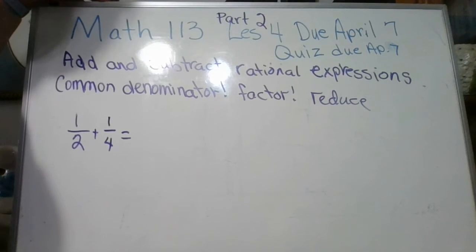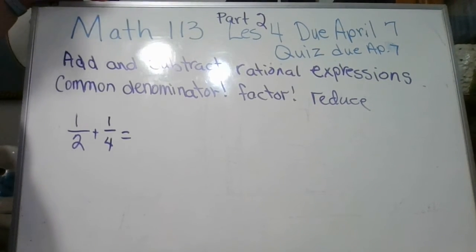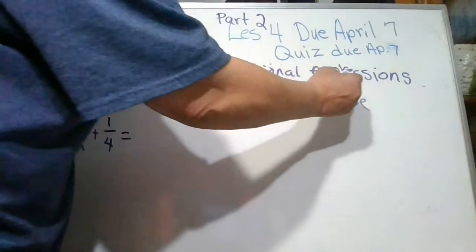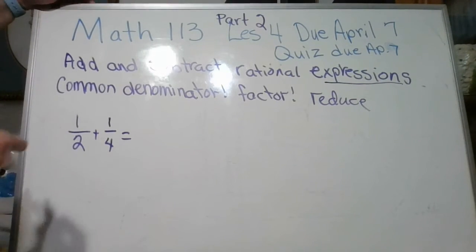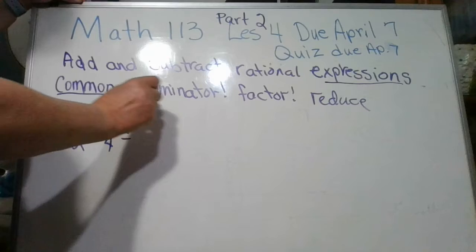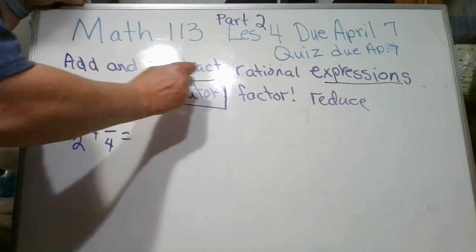On this one we're going to be adding and subtracting rational expressions. Remember the difference in an expression and an equation. The expressions do not have equal signs. First of all, a common denominator is essential.